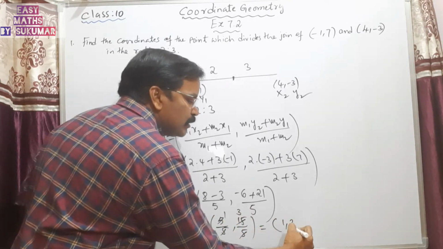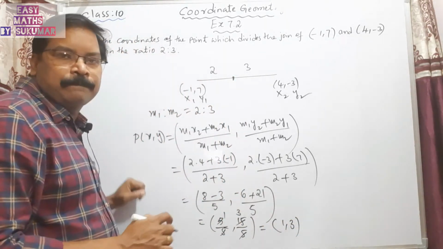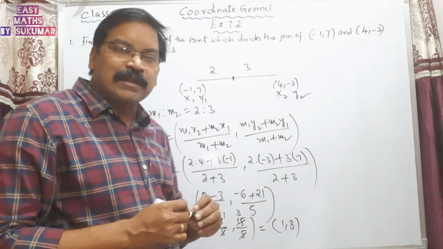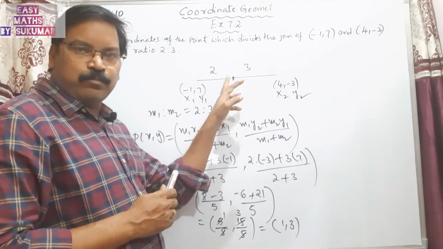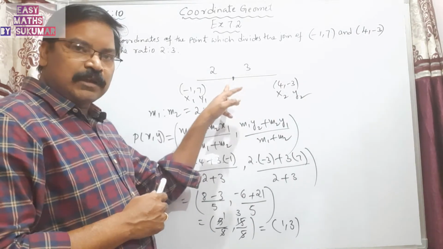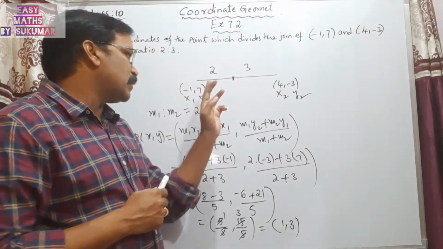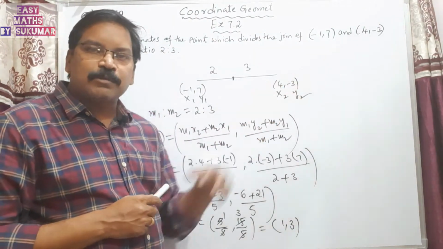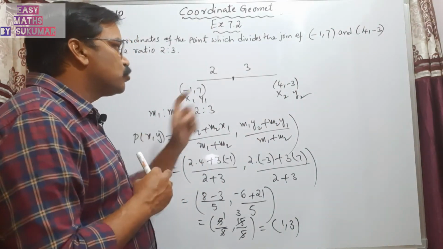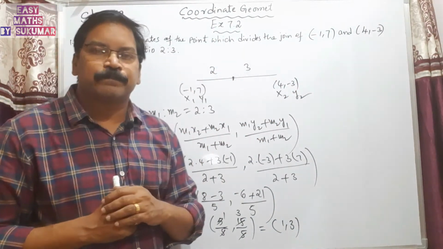So the coordinates of this point are (1, 3). This point (1, 3) divides the line segment joining the points (-1, 7) and (4, -3) in the ratio 2:3.